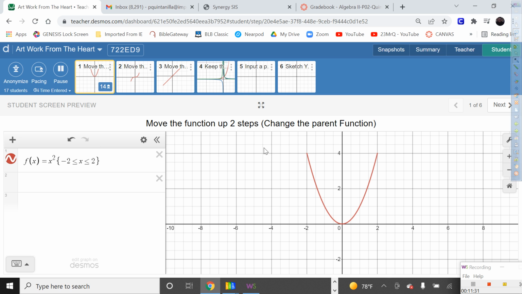So this is what I want you to do before we move it in those directions that they're asking us. I want you to change the domain here to negative 1 to 1, and let's see what happens to that graph. Change the domain from negative 1 to 1.